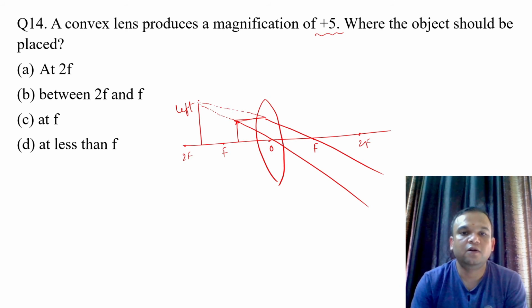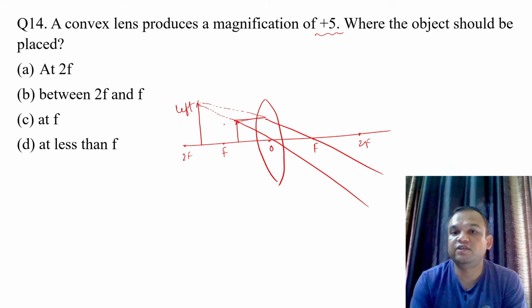formed beyond 2f, and that is why we get a magnified image which is larger than the object, and that is why the correct answer will be when the object is placed between the focus and optical center, that is, less than the focal length. So option D will be the correct answer.